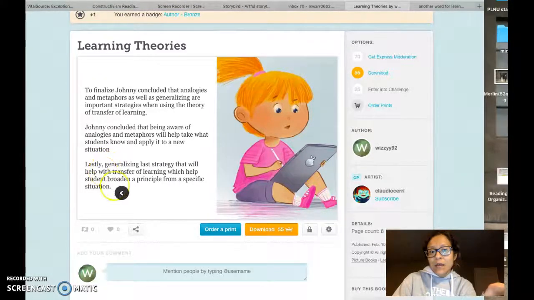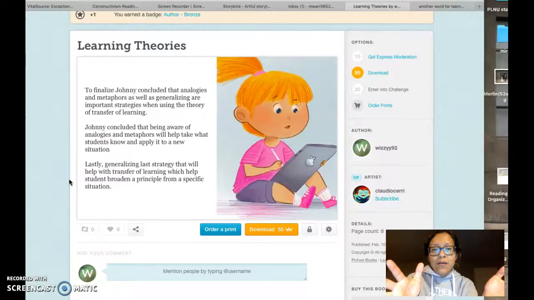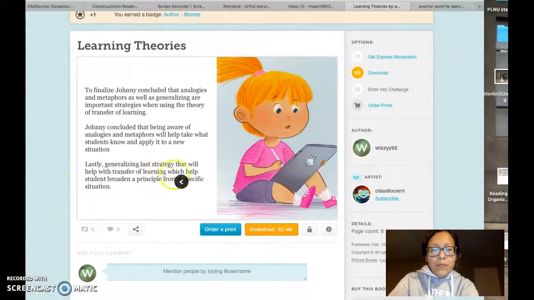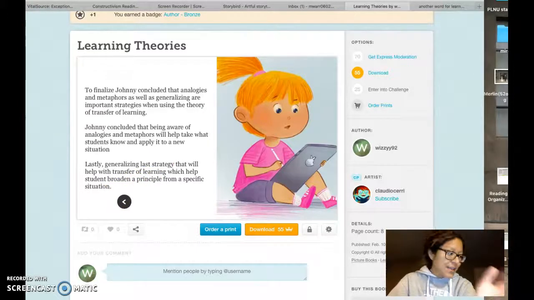And then lastly, in order for transfer learning to occur, we need to learn to generalize, or broadening of principles. Sorry, I'll go back. So lastly, generalizing is the last strategy, which helps students broaden a principle from a specific situation. So yes, and that concludes the transfer of learning.